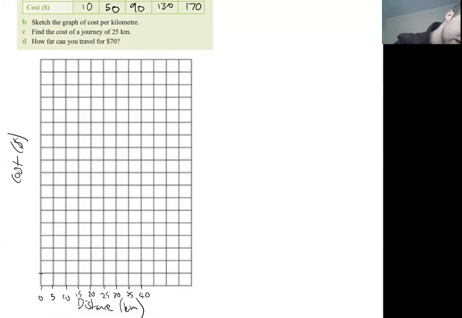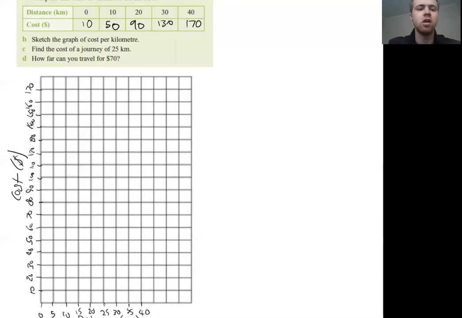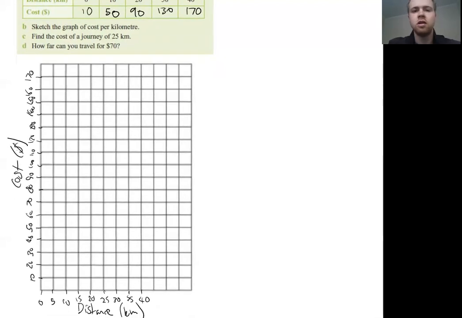So you can see here there's a slightly different rate, but it's okay because we're dealing with different units. 50, 60, 70, 80, 90, 130, 140, 150, 160, 170. So we're going up by tens in the vertical, and we're going across by 5s on the horizontal because we're dealing with kilometers on the bottom and dollars going up.